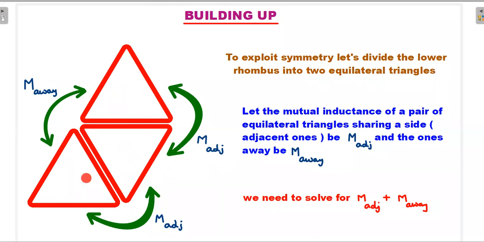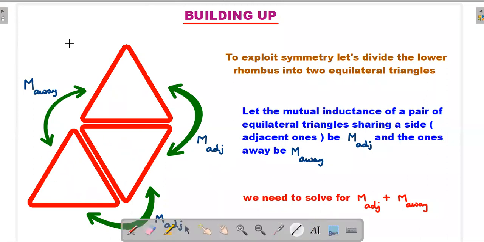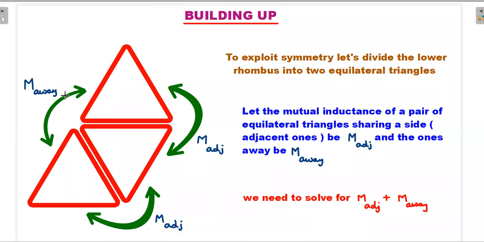Even these 2 triangles, which are actually part of the rhombus, share this side. So if the current were flowing here in the rhombus, I could have cancelled it in this manner. So just look at this one, I'll erase it. So look at the bottom left corner.